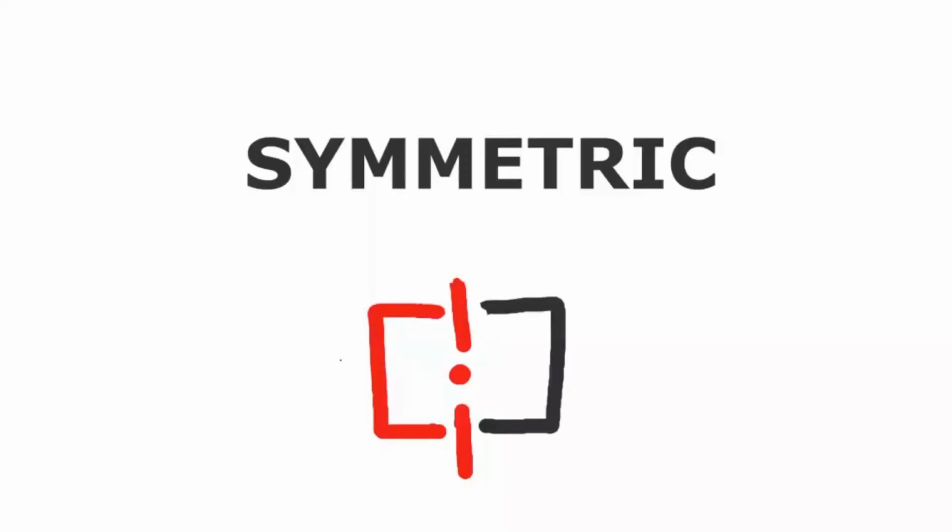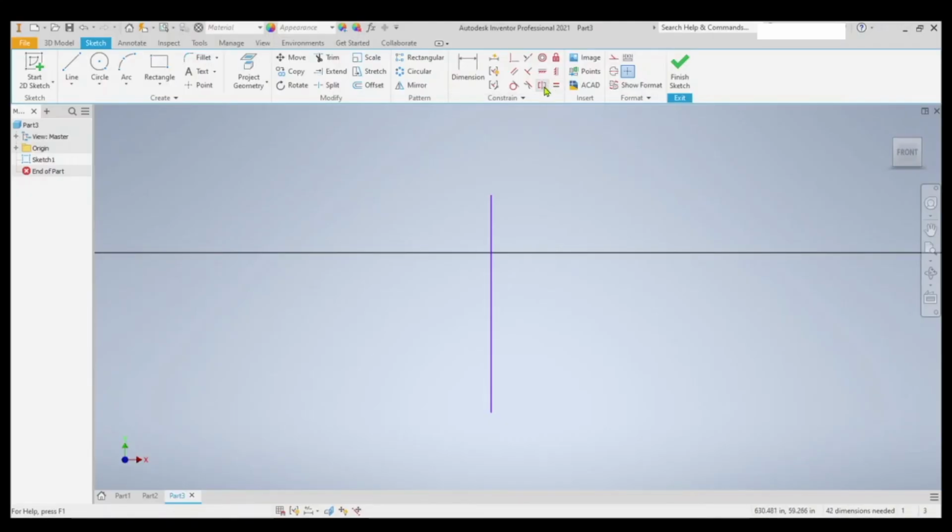The symmetric constraint looks like this. If you hover over this in Inventor, the definition it gives is that it constrains selected lines or curves to be symmetric about a selected line. So I'm going to use this example that's here. Let's say we had this vertical line, and we had this line here, and this line like this. And what if I wanted these two things to be symmetrical about this line here?